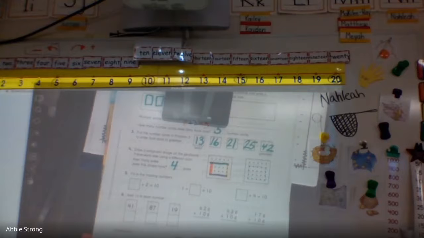Harry. Rectangle. Rectangle. You just drew a congruent rectangle over on the dot paper.